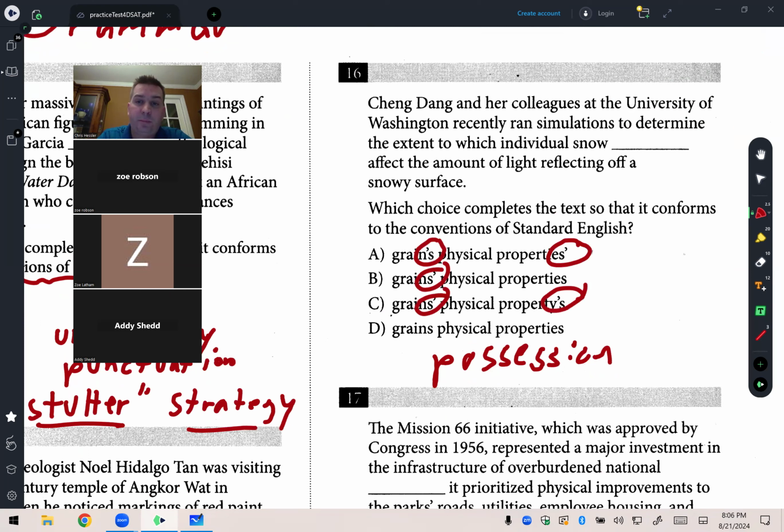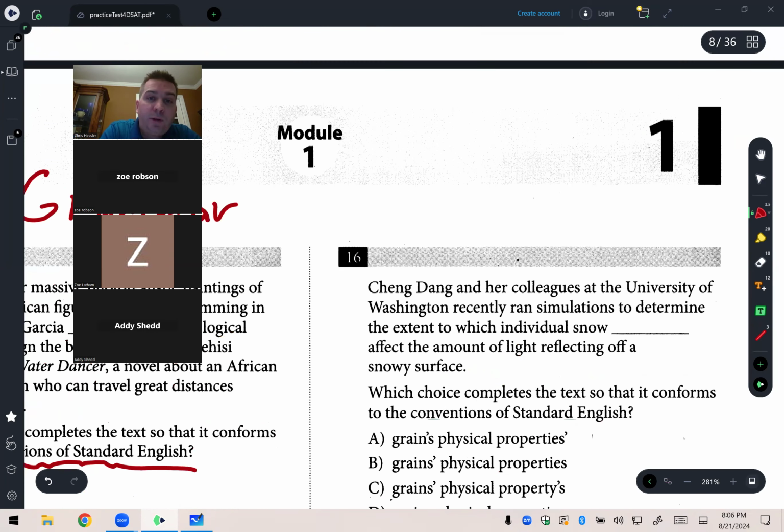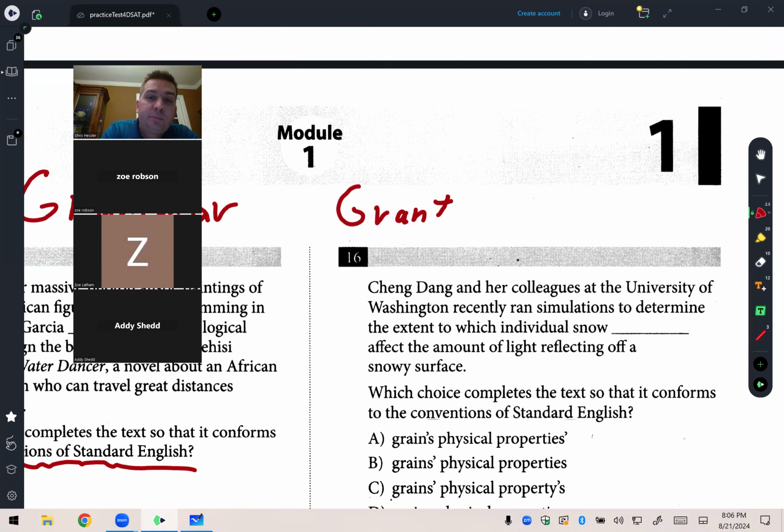I could tell this is a possession question. Okay, so keep in mind how possession works in English. Maybe I'll just make a quick note of this. If we have a single entity, Grant, and he possesses something, maybe a tomb, we would do an apostrophe S: Grant's tomb. All right, so that's one individual. That's possession with one person.